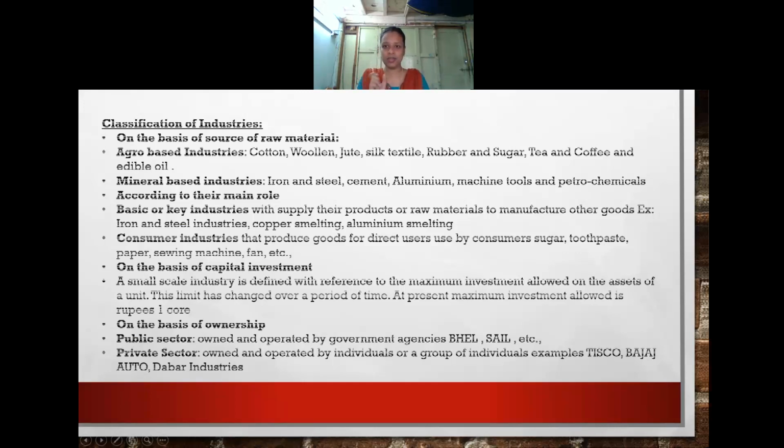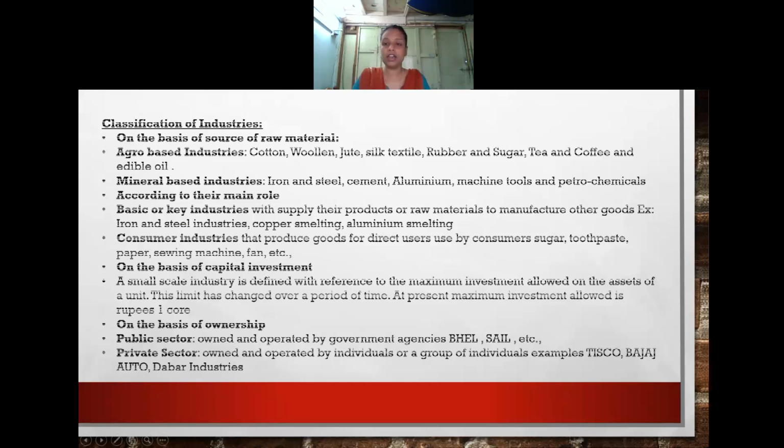Some raw materials are used to manufacture products like cotton, wool, jute, silk, textile, rubber, sugar, tea, coffee, edible oil, and some trees are used to manufacture paper also. So paper also comes under the agro-based industry. The main criteria of agro-based industry is using agricultural raw materials for manufacturing the complete goods. So the first one is the agro-based industry, based on raw material.